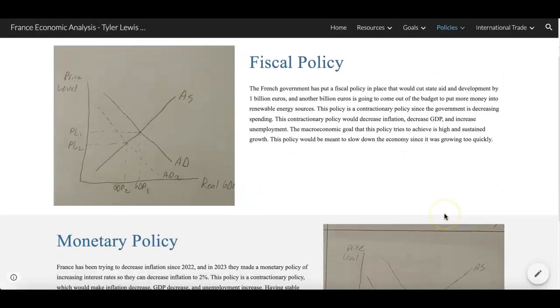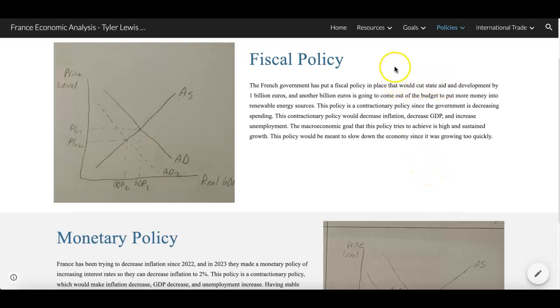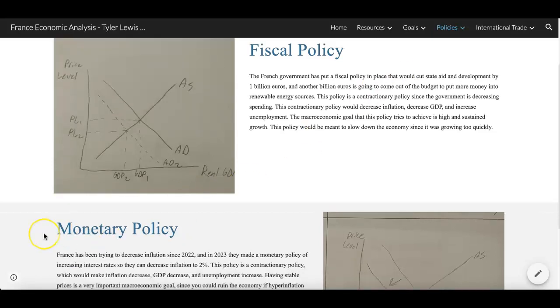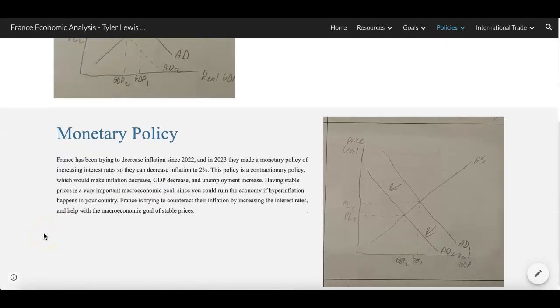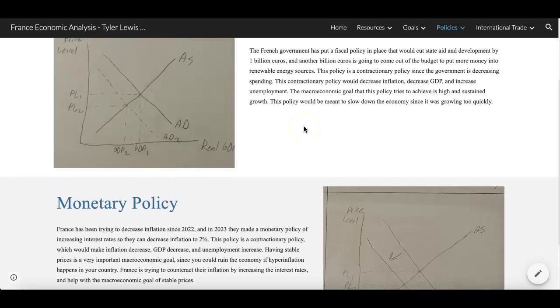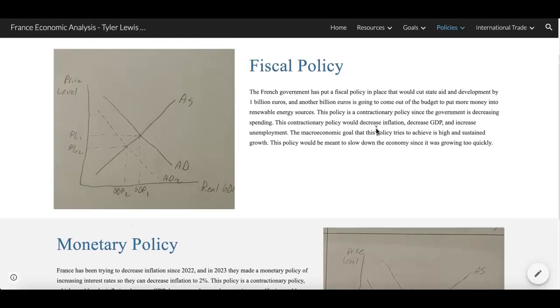For fiscal policy, a recent fiscal policy they had would cut state aid and development, which is a contractionary policy because they're decreasing government spending, which would decrease inflation and GDP and increase unemployment. For monetary policy, they increased interest rates, which, again, is a contractionary policy and decreases inflation and GDP and increases unemployment, which is weird since a big concern is unemployment, and they're increasing unemployment with these policies. But they are making other policies to decrease unemployment. I just chose the ones that aren't.